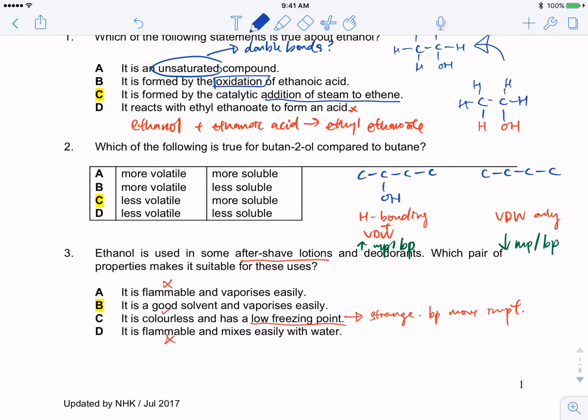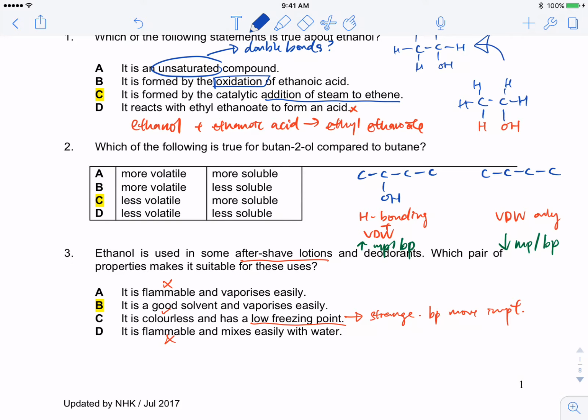Okay, so we are left with C and D. Then we also know that butanol can take part in hydrogen bonding with water, and butane cannot. Therefore, it is more soluble in water. I think somehow there's a "no" in the option about water. Okay, that's what they mean.